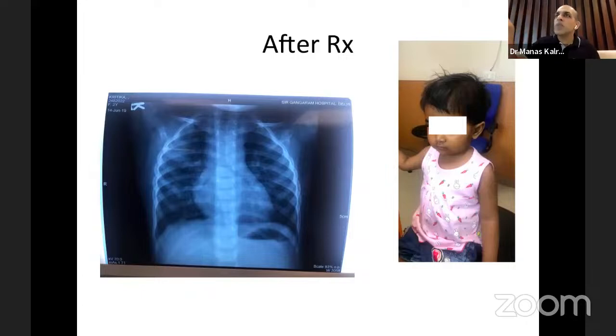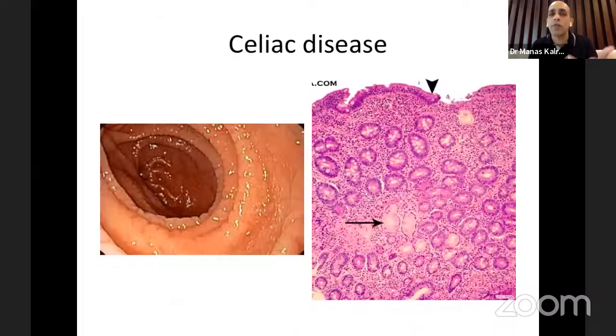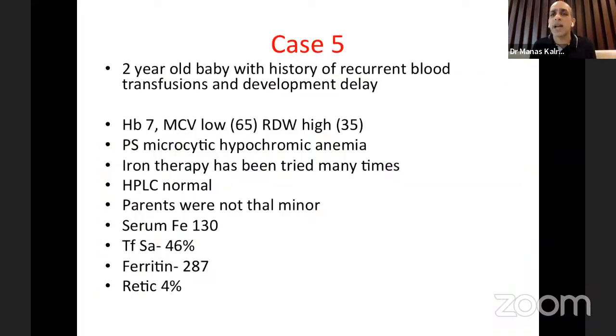So, you know, CBCs will tell you what the problem is, but the etiology needs to be evaluated from case to case. The microcytic picture that we talked about can be seen in lead poisoning, hookworm infestation. Celiac disease is a very important cause in the North. It can be inflammatory bowel disease, which first presents as iron deficiency anemia, intestinal polyps, and patients losing blood with that presenting as iron deficiency anemia. So iron deficiency anemia is just one thing. There can be many causes.